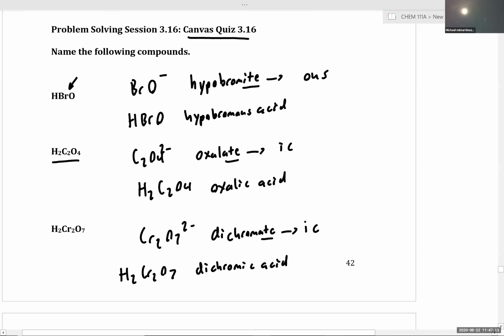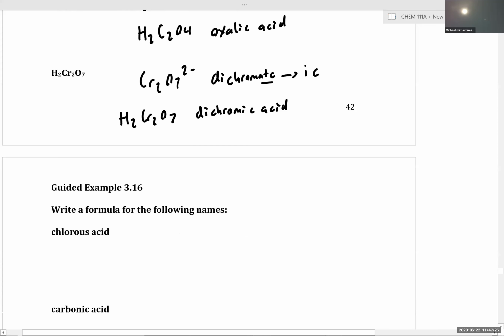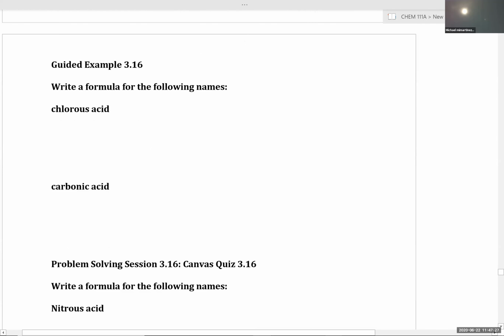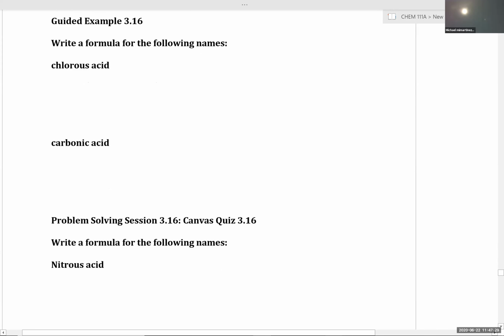Do these examples make sense so far? Any questions on these examples? Let's keep going then. Let's tackle the following guided examples where we write the formula for each of the names.